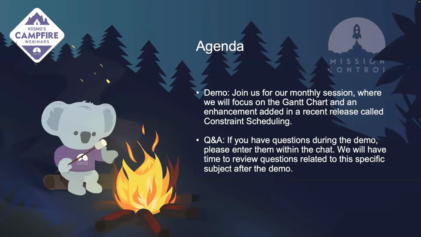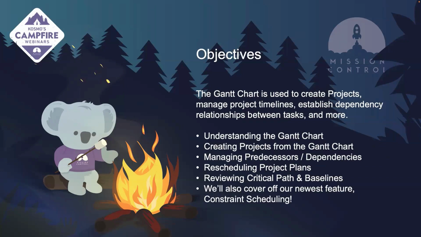On the agenda today, we are going to review the Gantt chart and all of its features, and then again, our latest enhancement, the constraint scheduling. Now, the Gantt chart is used to create projects, manage project timelines, establish relationships between the tasks on your projects, and more. So today we'll make sure that we have an understanding of the Gantt chart, how to create projects from it, and managing the predecessors, dependencies, rescheduling. We'll also take a look at critical paths and baselines, and then we'll cover off our newest feature, constraint scheduling.